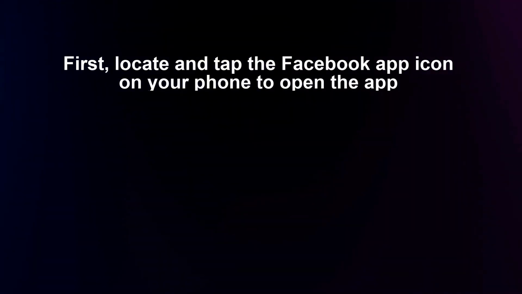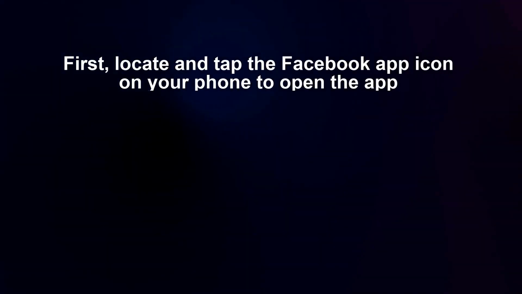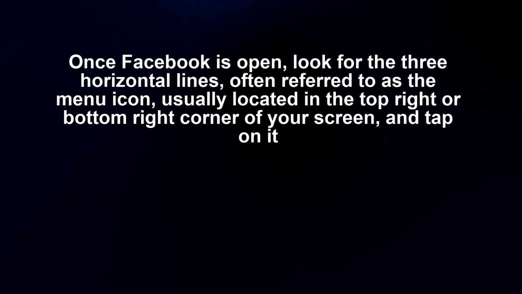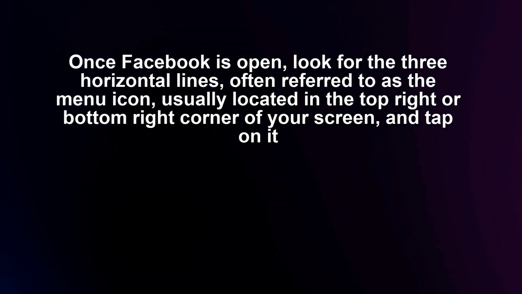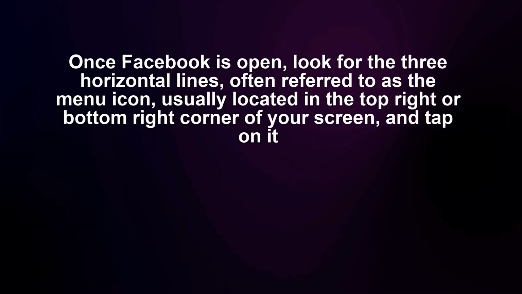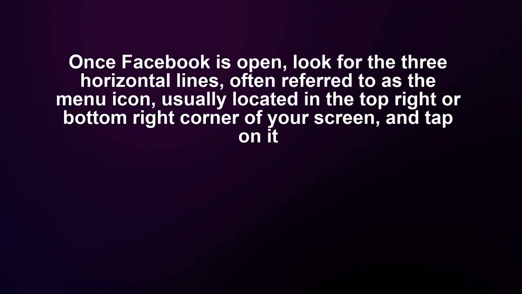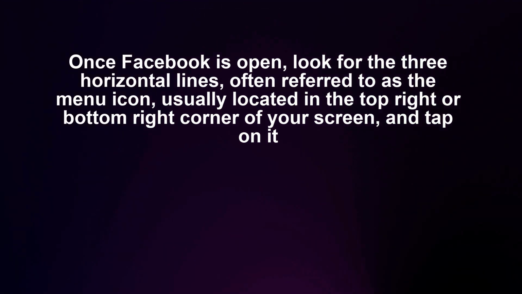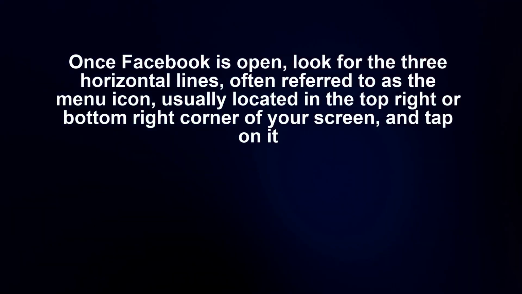First, locate and tap the Facebook app icon on your phone to open the app. Once Facebook is open, look for the three horizontal lines, often referred to as the menu icon, usually located in the top right or bottom right corner of your screen, and tap on it.